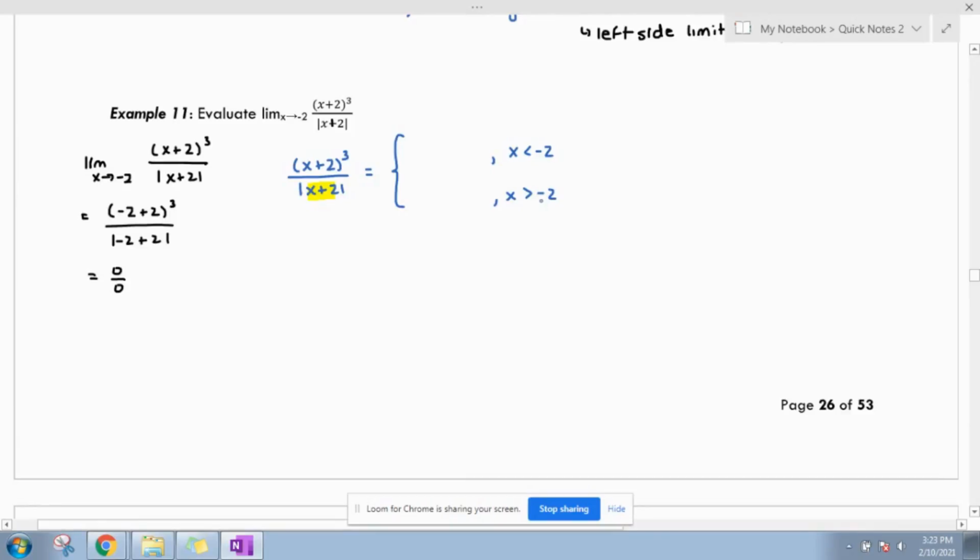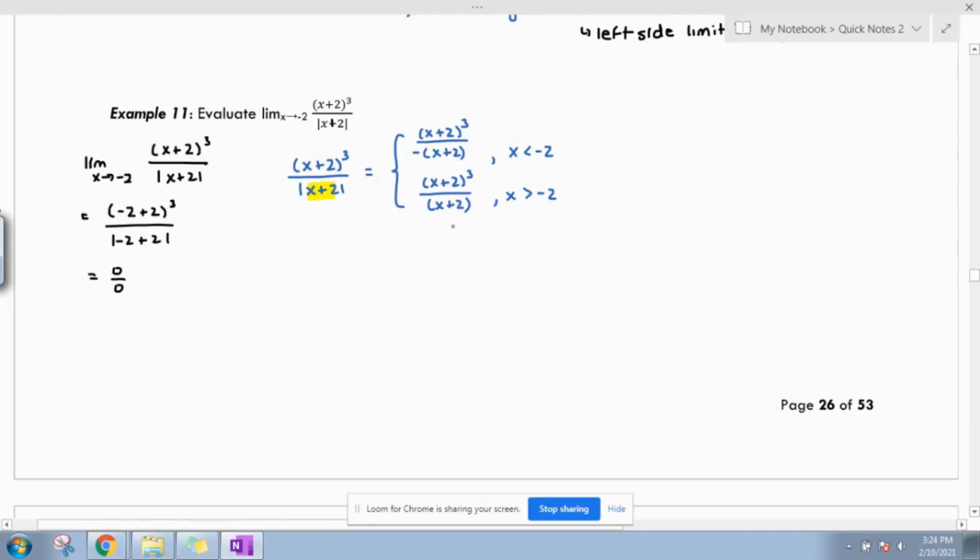So now we need to break it up into our two pieces. Remember, in this particular case, anything to the left of negative 2, my denominator is going to be the negative counterpart instead. So my piecewise function, the first part is going to be x plus 2 cubed all over negative x plus 2. And then anything to the right of that x-intercept, that's going to be the original. So it's going to be x plus 2 cubed all over x plus 2.